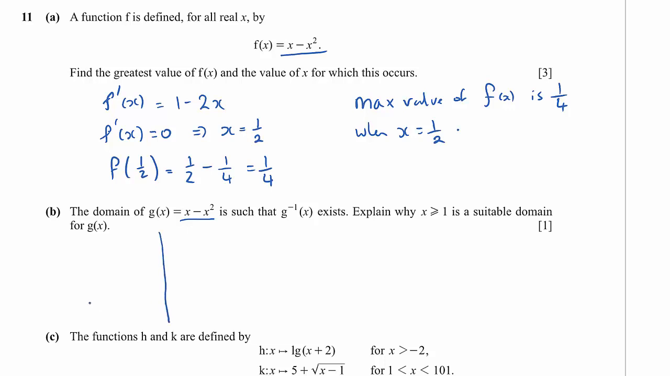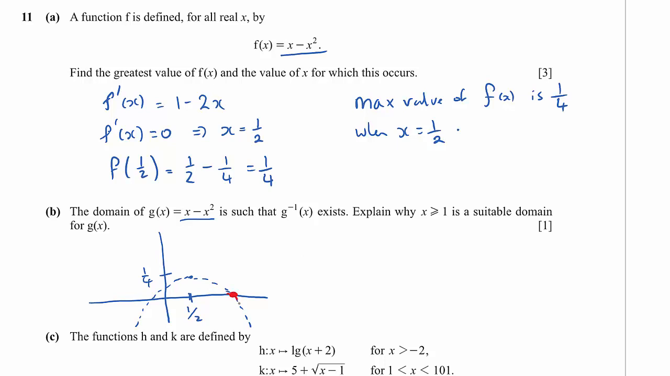Now, we know that f would be shaped like this, and this is at a half, a quarter. We established that in part A. Now g is going from, in actual fact it's from there. So when x is equal to 1 we can see that it's 0.